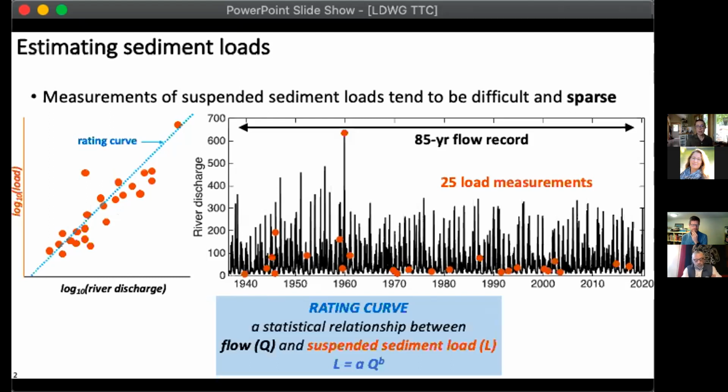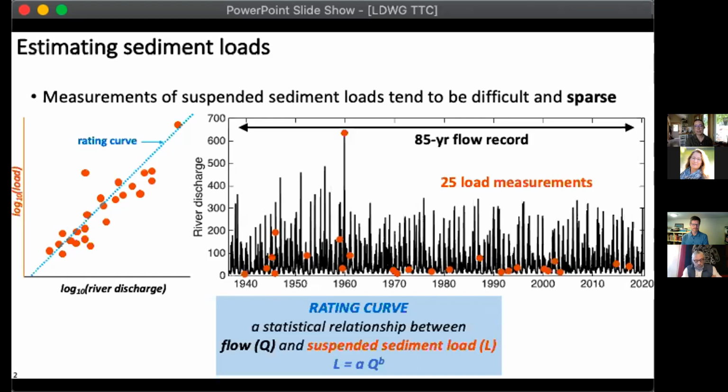In addition to which, sediment transport is a notoriously thorny subject that depends on nonlinear interactions between sediment supply, weather patterns, hydrology, and watershed management. But given that usually the available sediment load data isn't continuous and is typically pretty sparse, this rating curve approach is really typical and is very widely used.